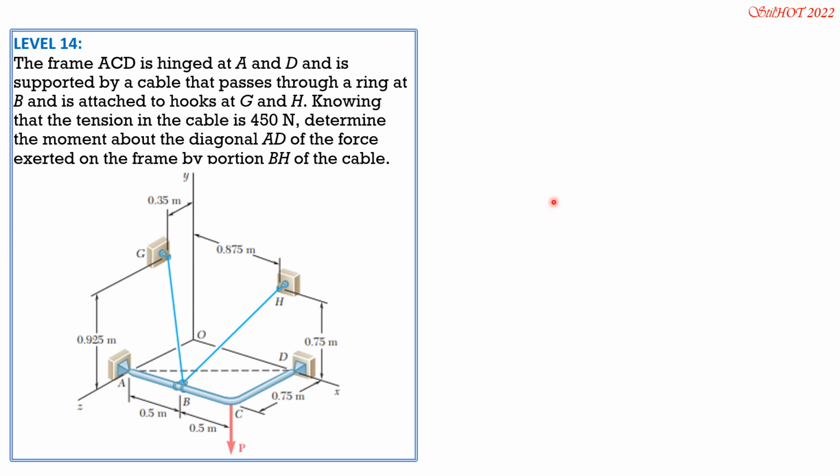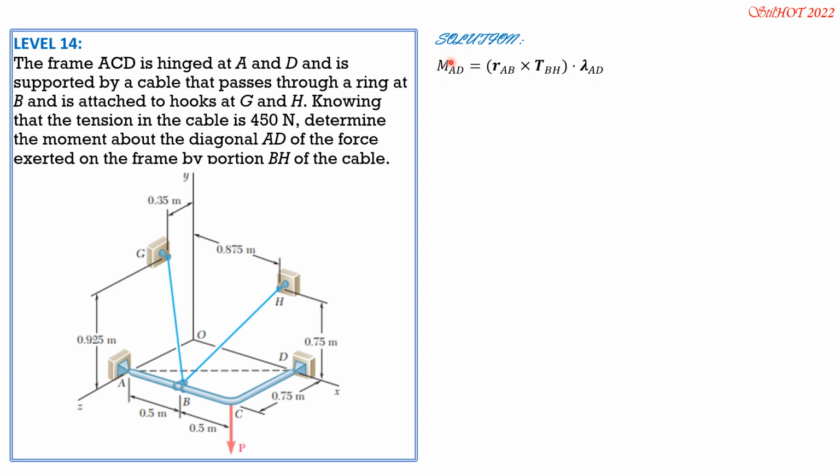So moment about AD is RAB cross tension BH, the force, dot lambda of AD. So RAB is just 0.5 I. I will not mention it anymore because we use the scalar triple product here.